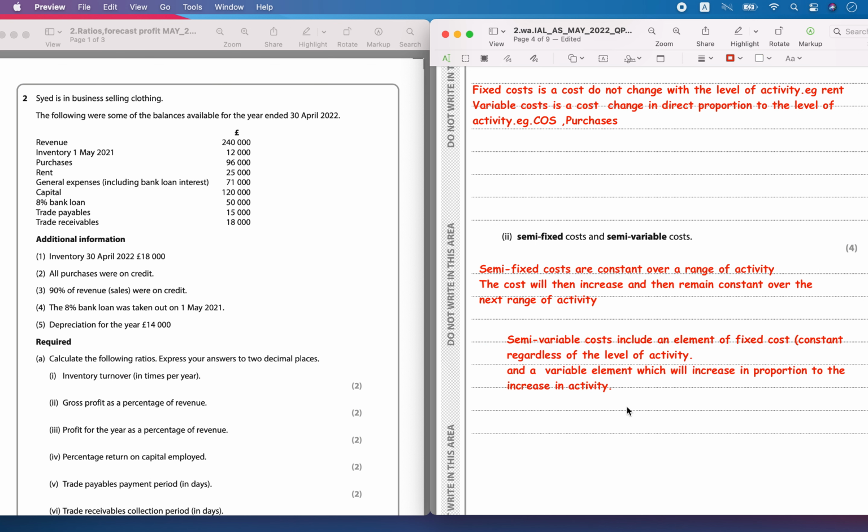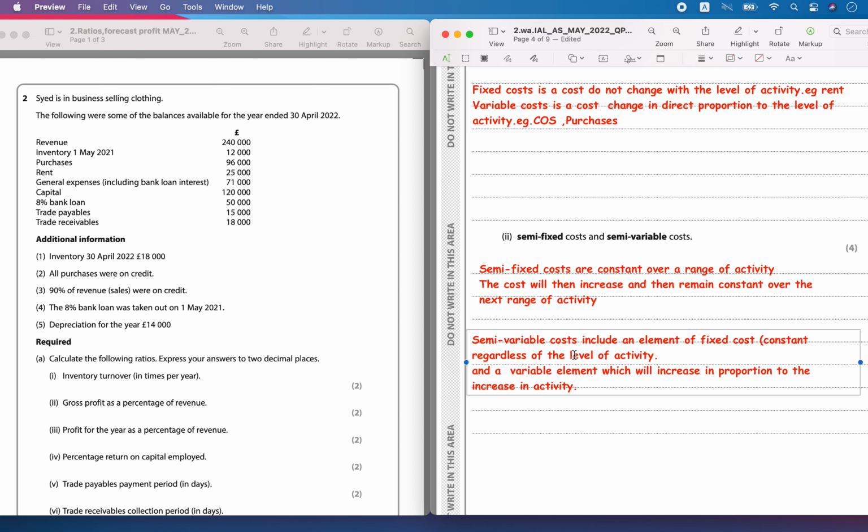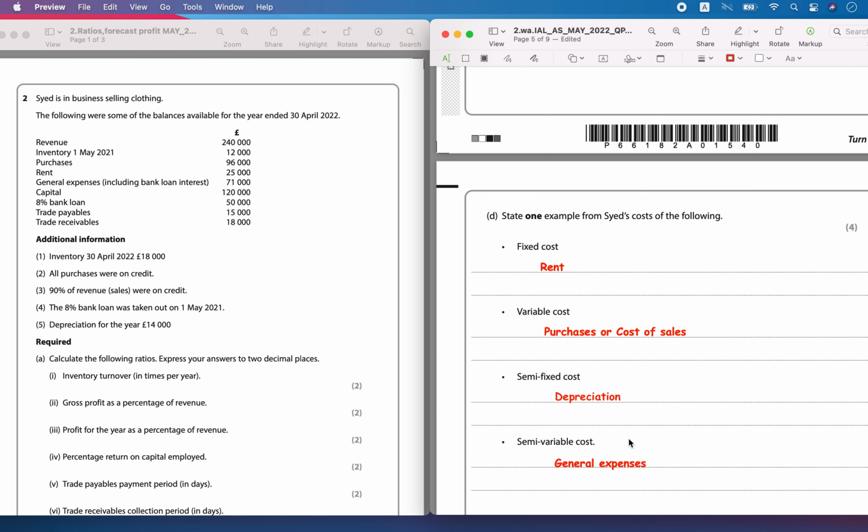Then semi-variable cost, it has two components, one is a fixed cost and a variable cost. So the fixed cost will remain constant regardless of any activity, and the variable cost is going to increase in proportion directly with the level of activity.